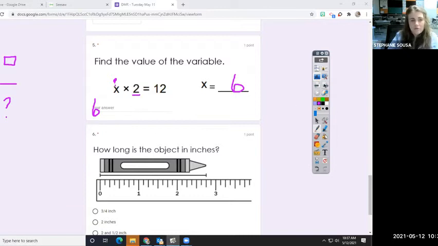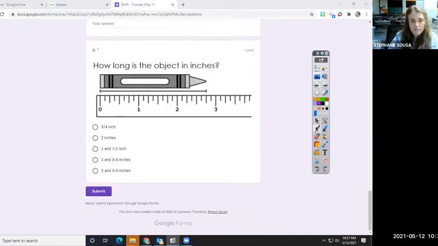Okay. Final one, measurement. We're going to use that pattern. I've still got my trusty dusty notebook. We are going to measure how long is the object in inches. Well, this object is 1 full inch, 2 full inches, and it's not to 3. So we're going to get rid of that 3 answer.